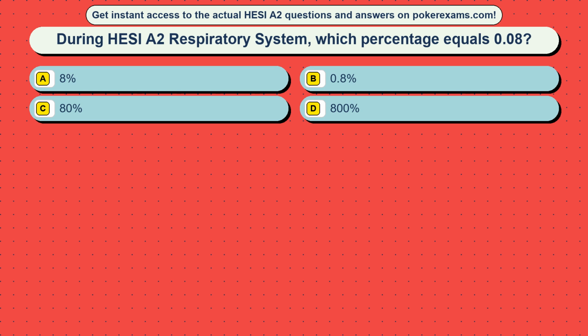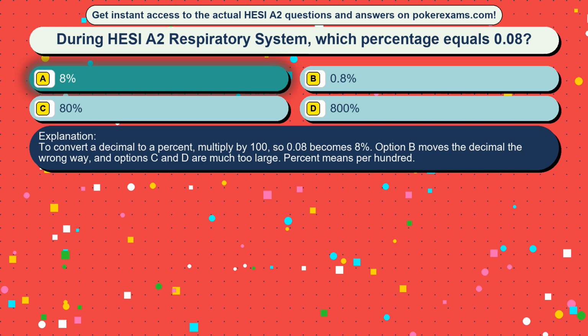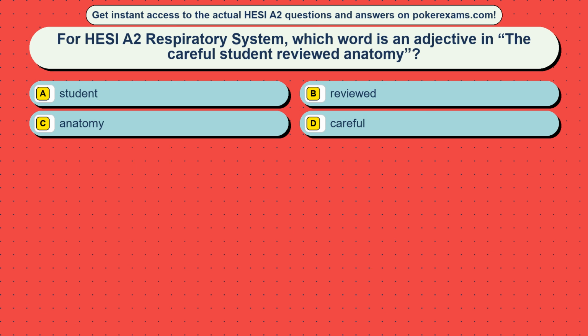Question 1. During HESI A2 Respiratory System, which percentage equals 0.08? Option A 8%, option B 0.8%, option C 80%, option D 800%. The correct answer is option A, 8%. To convert a decimal to a percent, multiply by 100, so 0.08 becomes 8%. Option B moves the decimal the wrong way, and options C and D are much too large. Percent means per hundred.